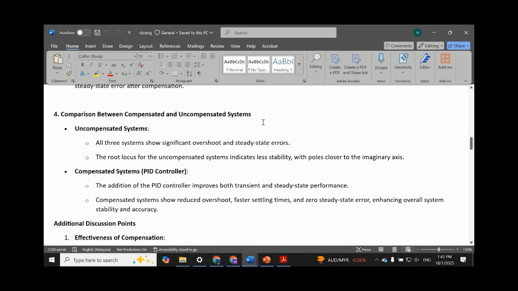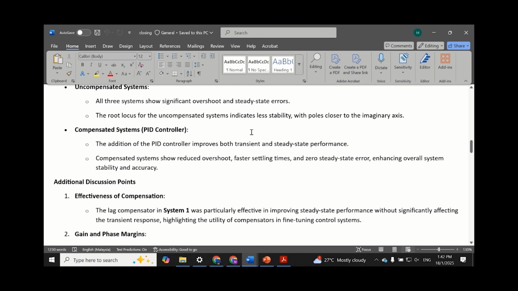For the uncompensated system, all three systems show significant overshoot and steady state error. The root locus for the uncompensated system indicates less stability with poles closer to the imaginary axis. The addition of the PID controller improves both transient and steady state performance. The compensated system shows reduced overshoot, faster settling time, and zero steady state error, enhancing overall system stability and accuracy.